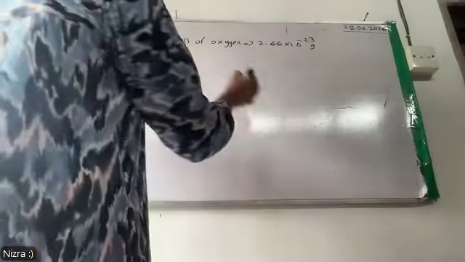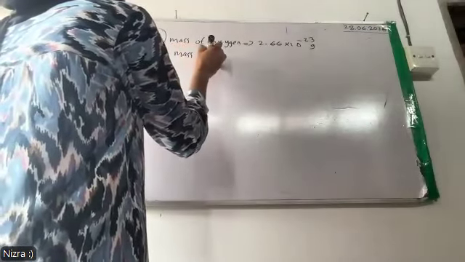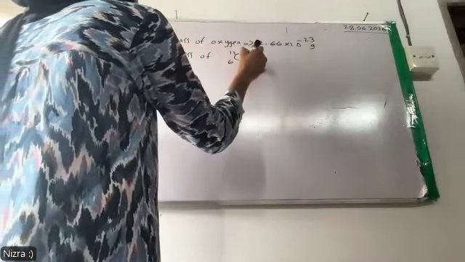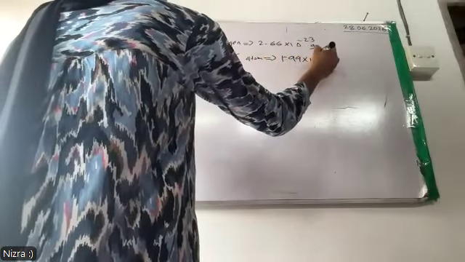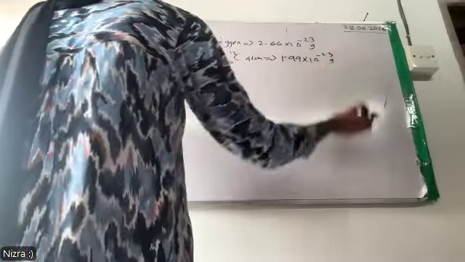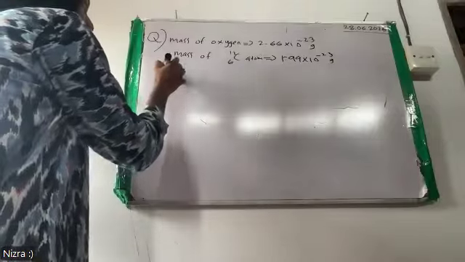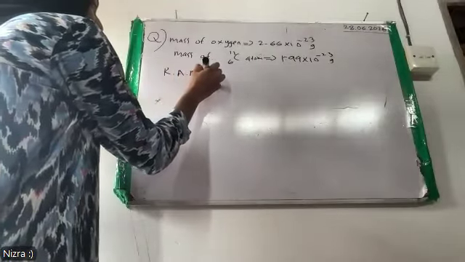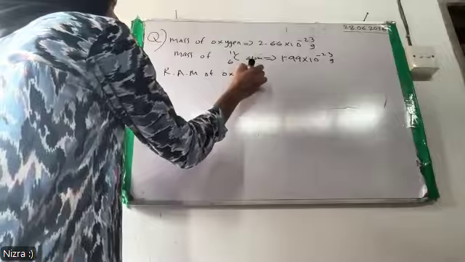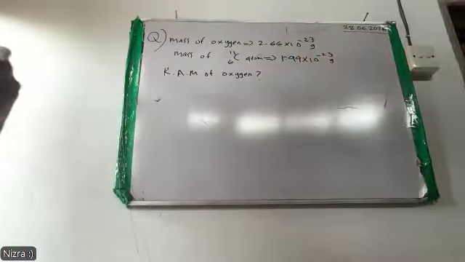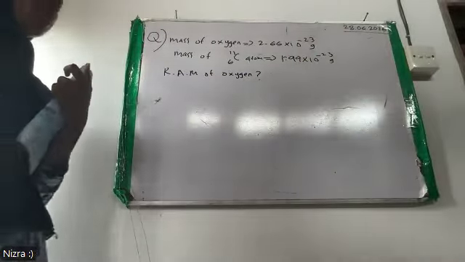So the mass of carbon-12 is 1.9 × 10 to the power minus 23 grams. Now they are asking the relative atomic mass of oxygen. So first one I'll do. They're asking the relative atomic mass of oxygen.